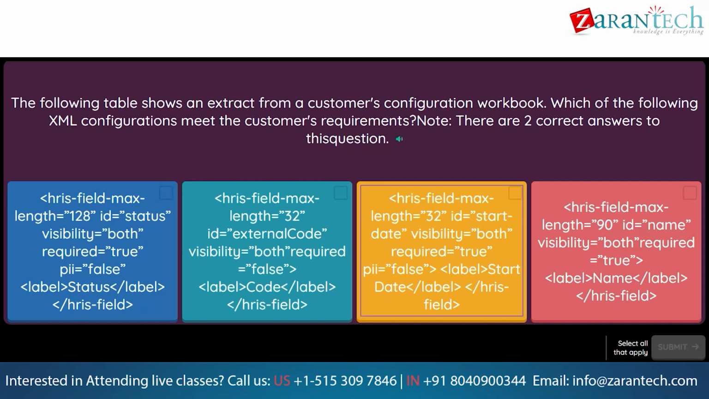Option 3: hris-field max-length=32 id=start-date visibility=both required=true pii=false, label start date. Option 4: hris-field max-length=90 id=name visibility=both required=true, label name.